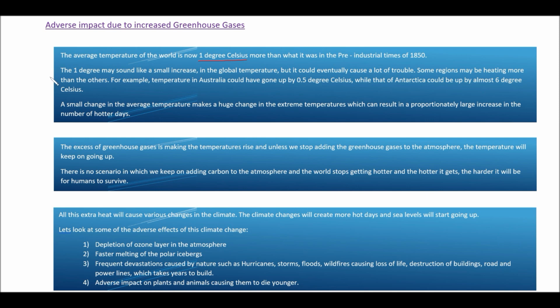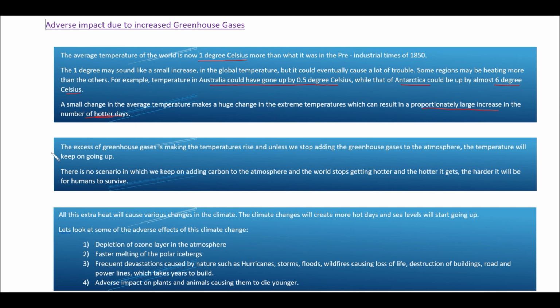Even though the global mean has gone up just by 1 degree Celsius, some regions may be heating up more than the others. For example, this could mean that the temperature in Australia could have gone up by 0.5 degrees Celsius, while that of Antarctica could be up almost by 6 degrees Celsius. So a small change in the average temperature makes a huge change in the extreme temperatures, which can result in a proportionately large increase in the number of hotter days. So in a particular area, if the average number of hot days was, let's say, 20 or 30 in a year, this could eventually increase to 100 days a year or 150 or 200 days a year.